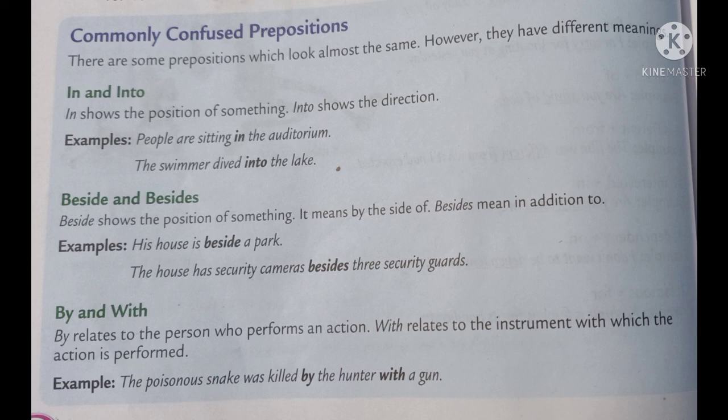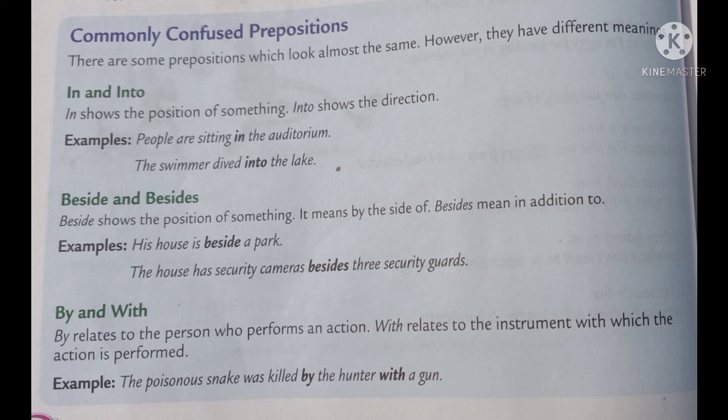Another commonly confused pair of prepositions is by and with. In the previous class also, when I had given an exercise, I noticed that many children were confused regarding by and with. By is always related to the person who is performing an action. By is also used to show means of transport. Whenever you are using means of transport, how did you travel? I traveled by car, I traveled by train, I traveled by cycle. So to show the mode of transport also we use by. It is also used to show the person who is performing the action. The poisonous snake was killed by the hunter.